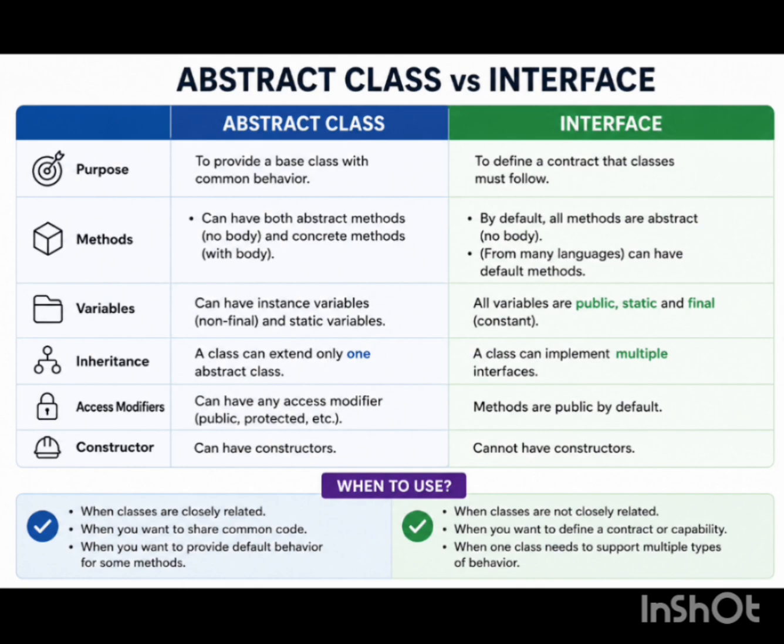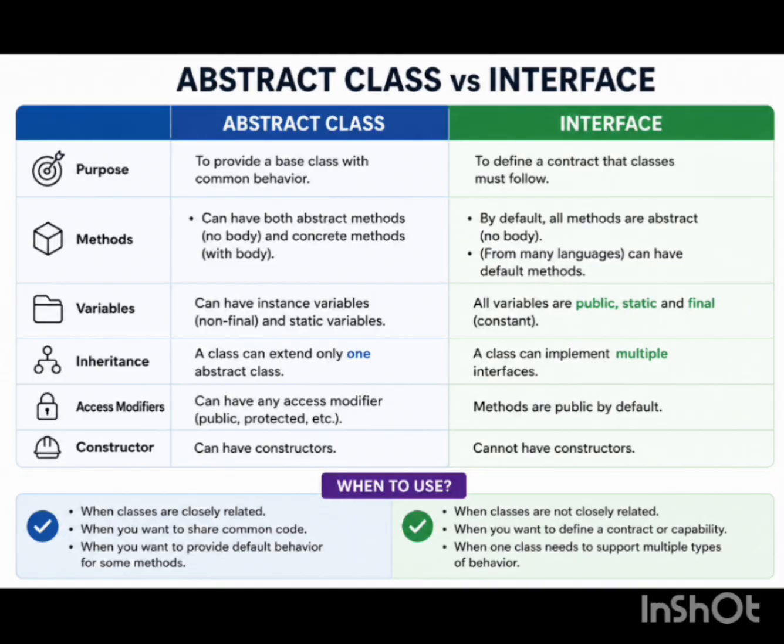And one more: an abstract class can have a constructor, but we still cannot create an object of it. This is also very important. An interface cannot have a constructor. Okay, these are the main differences. Very important to understand: there are some similar points between these two, and also different things.